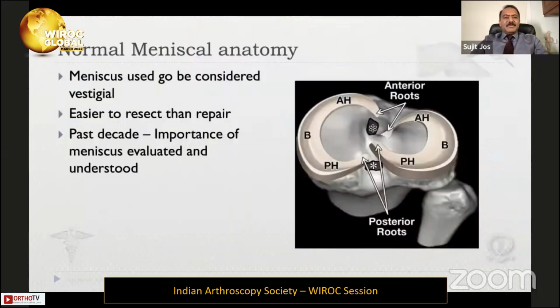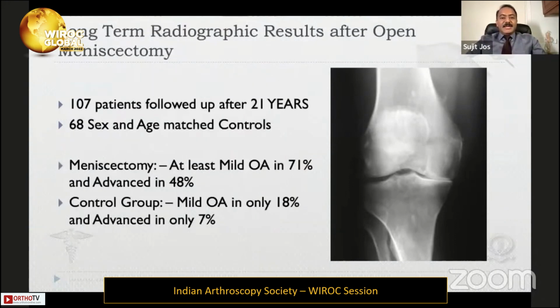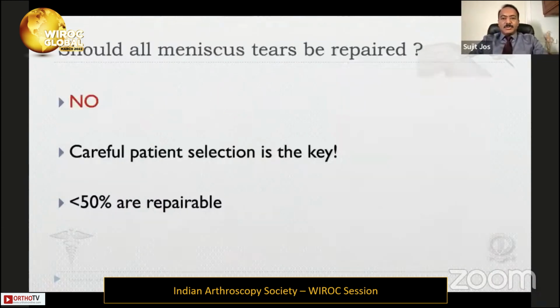So normal meniscus anatomy, we all know, it used to be considered vestigial, but then the papers which came in the 70s and 80s made people think about the meniscus as having an important function. So that was a paper in 2001 where 117 patients were followed up for 14 to 20 years, and they found an osteoarthritis incidence of about 71% where a meniscectomy was done, which was advanced in 48%, and it was much lesser in the control group.